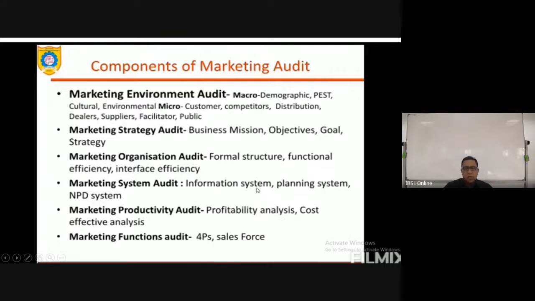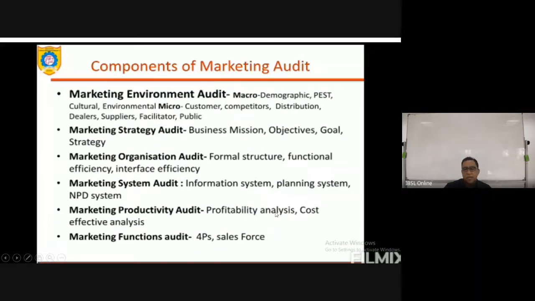then systems: information system, how do you get information from the market, your planning, how do you plan various processes, your human resource planning, your production or operational planning, all that. NPD system, new product development: is there a systematic way to develop new products? Is it systematic?